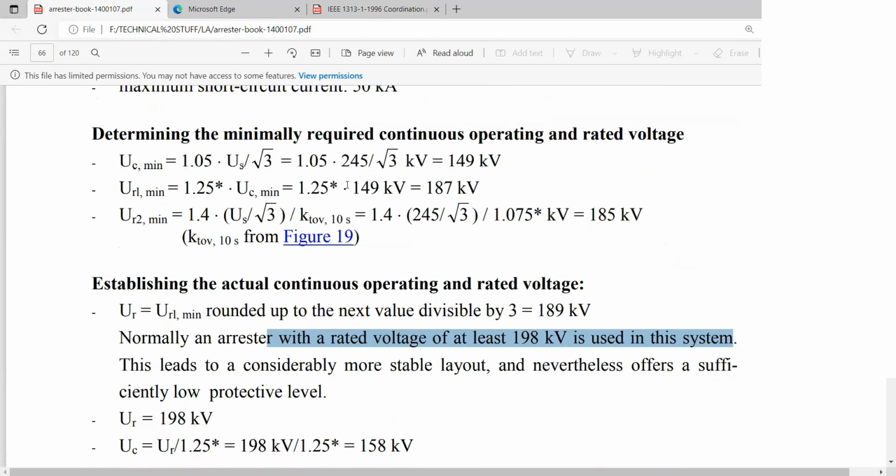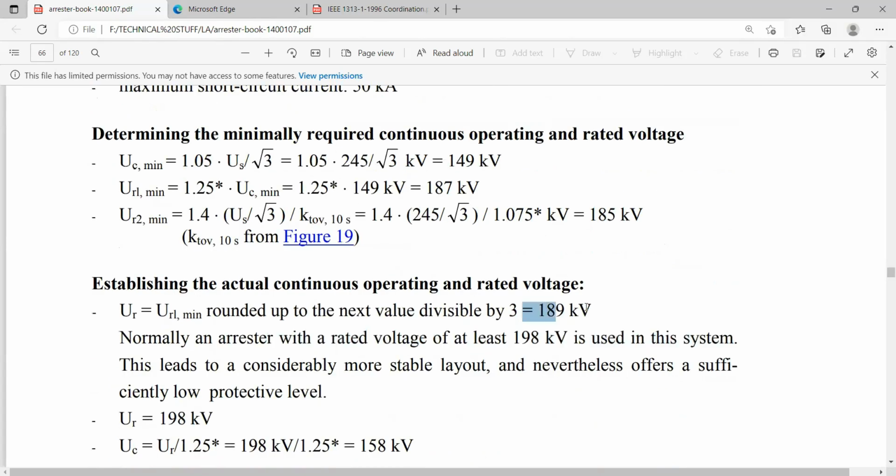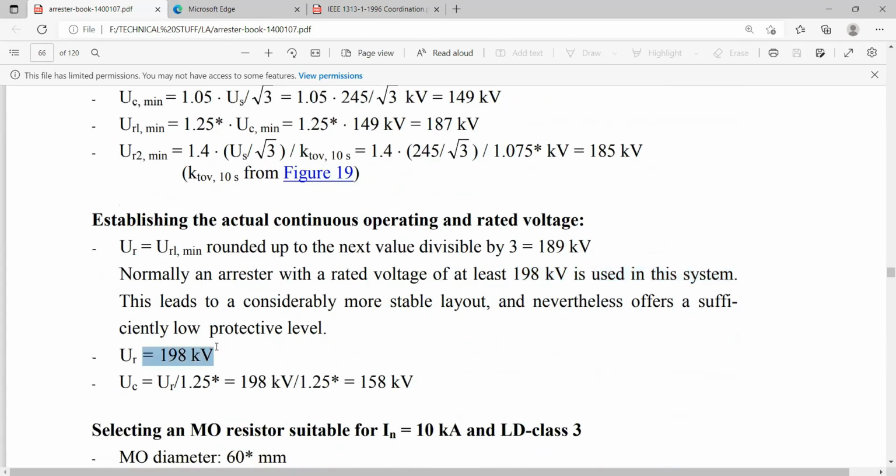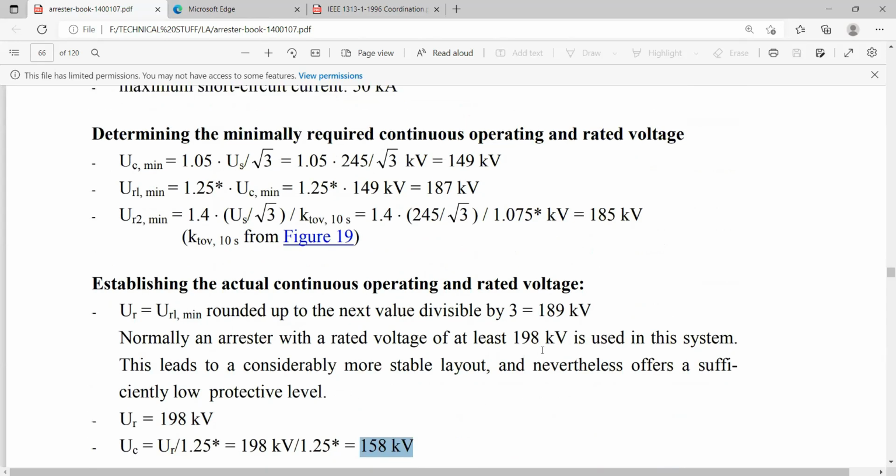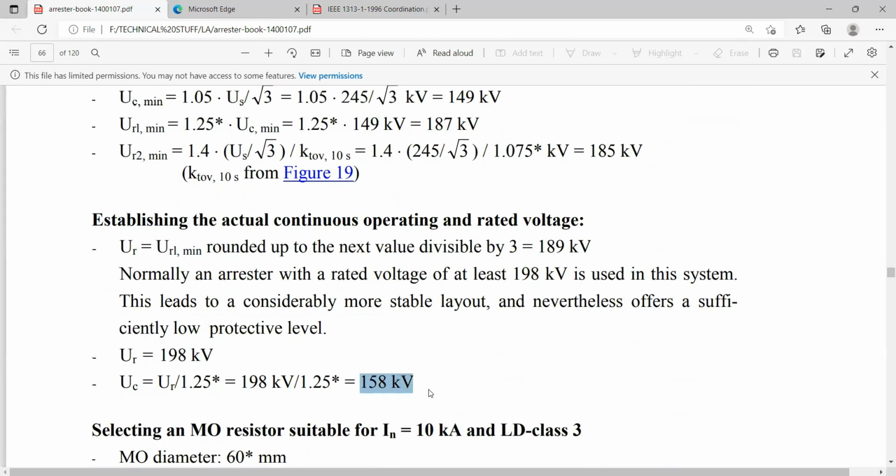So even though on these conditions we got 189, generally 198 is the practically applied one. So if I'm selecting a 198 kV lightning arrestor, then again I divide it by 1.25. So I am saying that 150 kV is the continuous operating voltage of my 198 kV lightning arrestor.